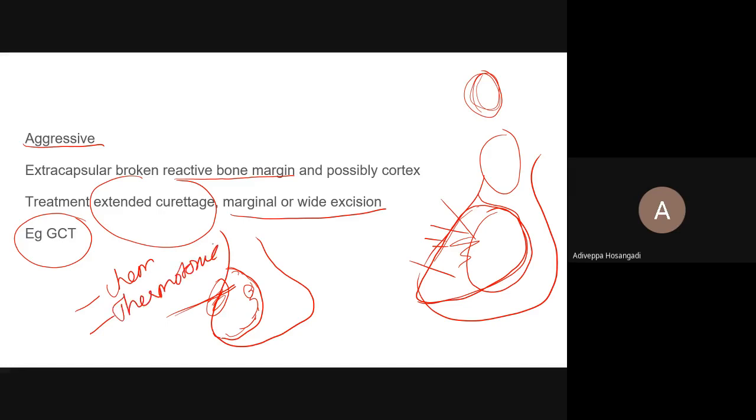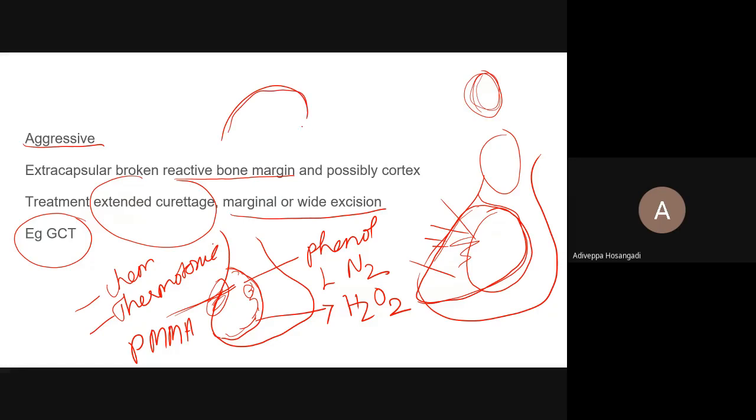Okay. So phenol is one such. Liquid nitrogen is one more. Hydrogen peroxide is also used. And we use PMMA. So what happens? It is clinically trying to extend the margin. So you curette here physically, but if you add some chemicals, the margin can be expanded. So these work by killing the remnant tumor cells.